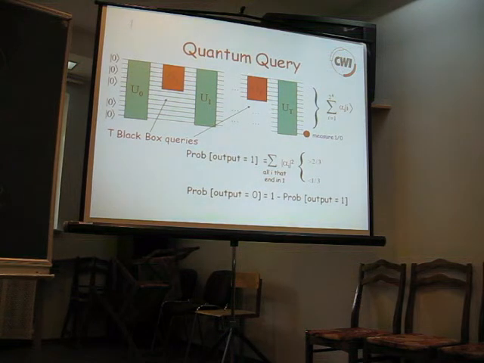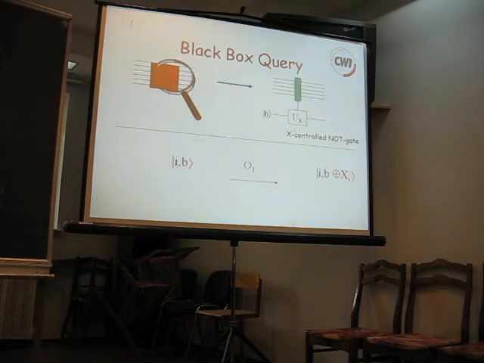This is this black box, these T queries. So now the algorithm consists of a unitary making a query, doing another unitary, making a second query, etc. up to the Tth query, doing a final unitary, and measuring the output. Okay, that's a T-query quantum algorithm.